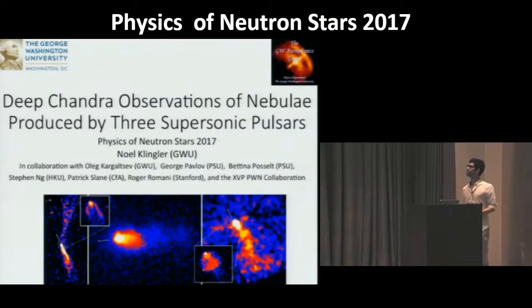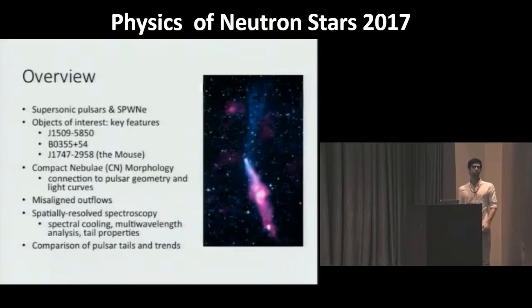So today I'll be talking about deep Chandra observations of the nebulae of supersonic pulsars and the long extended tails and other features they produce. A brief overview of what I'll be talking about today is basic properties of supersonic pulsars and their pulsar wind nebulae. The three objects of interest today are J1509-5850, not to be confused with B1509-58, which is a different pulsar. There's a poster of it in the poster session if you want to see that one. B0355+54 and J1747-2958, or the Mouse.